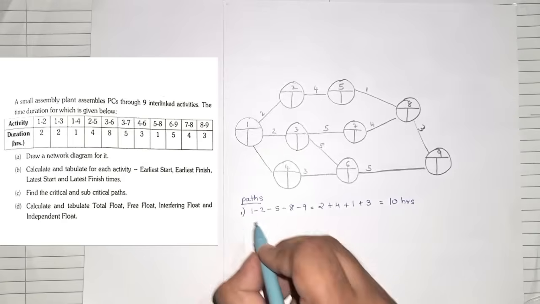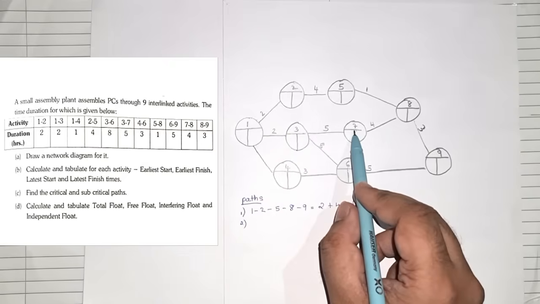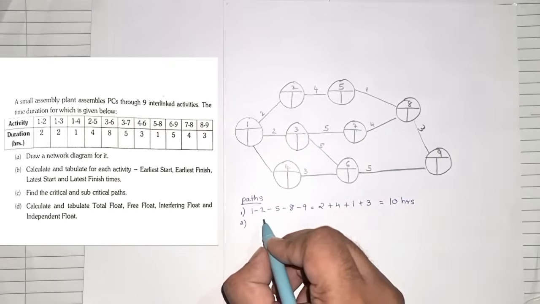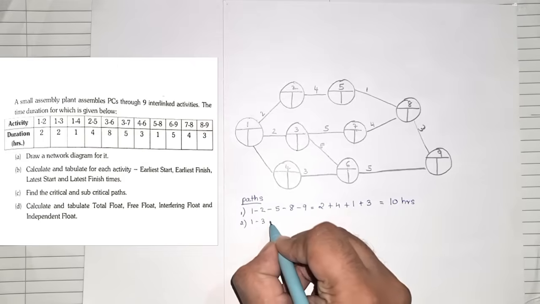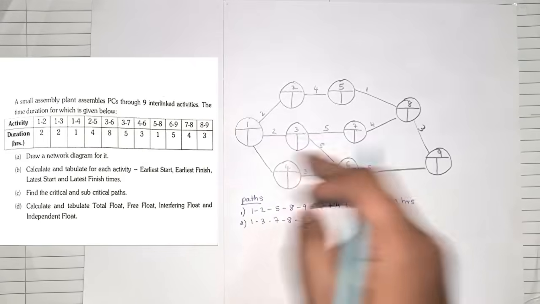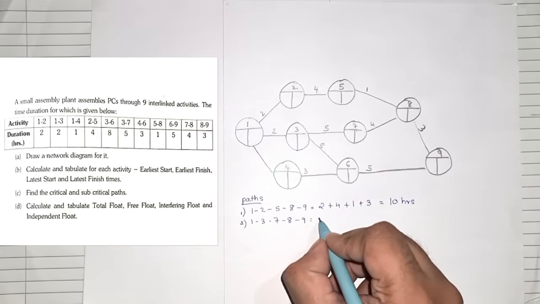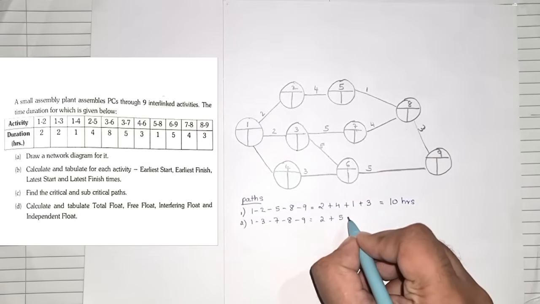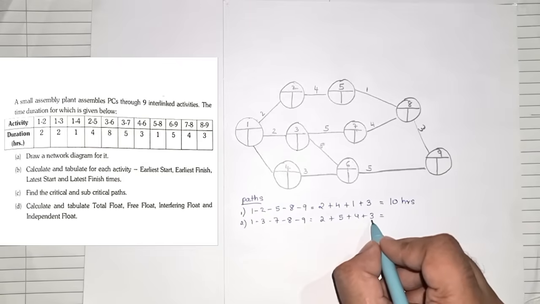The next one, I can take the next path as 1, 3, 7, 8 and 9. So you can take that also. So I'll take 1, 3, 7, 8, 9. You can take n number of paths, till the last, from the start to the end. So here it will be 2 plus 5 plus 4 plus 3. So that is 5, 6, 7, 11 and 3, 14 hours.